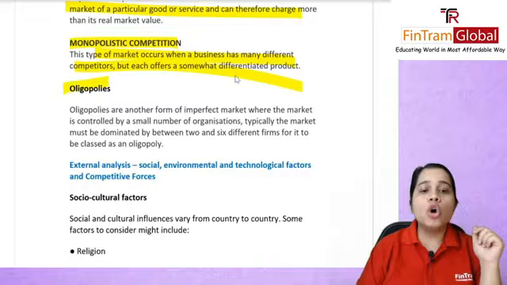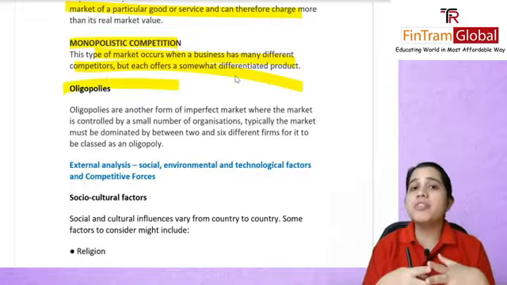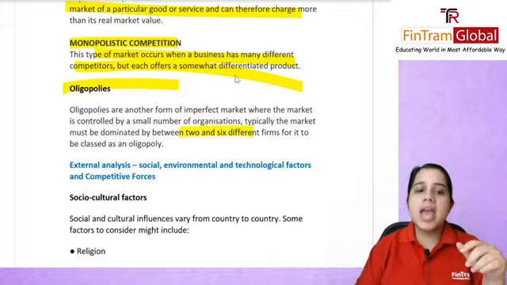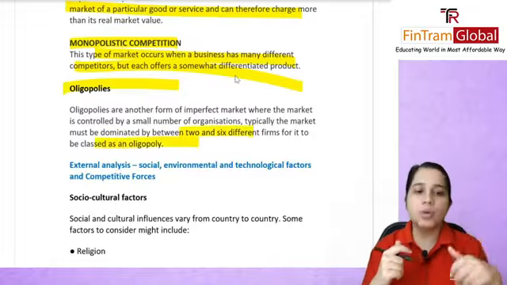And then of course you have your oligopolies, another form of imperfect market, wherein there are just a few firms. Usually it's 2 to 6, and if it's just 2, it's called a duopoly.